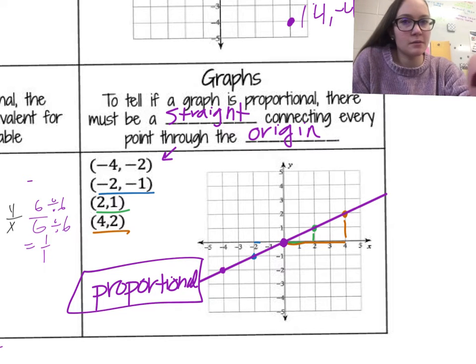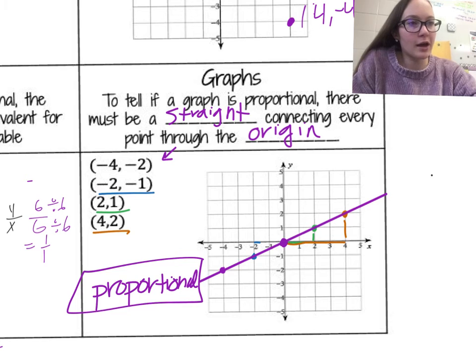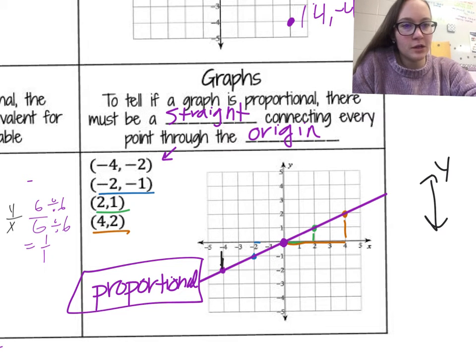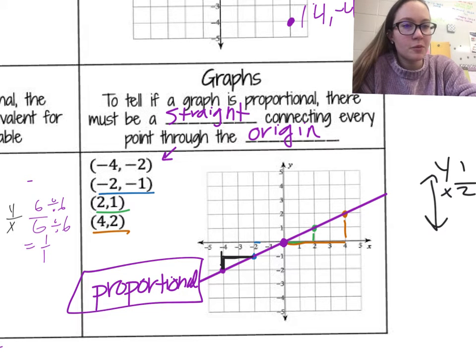What's happening is that our y, we're going up 1 over 2. So our x value is 2. So for every one we go up, we go over 2. We went up 1 over 2. Up 1 over 2. Up 1 over 2. Okay?